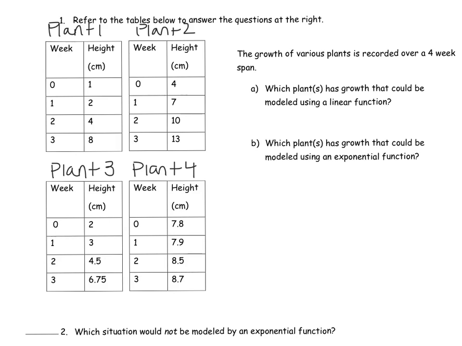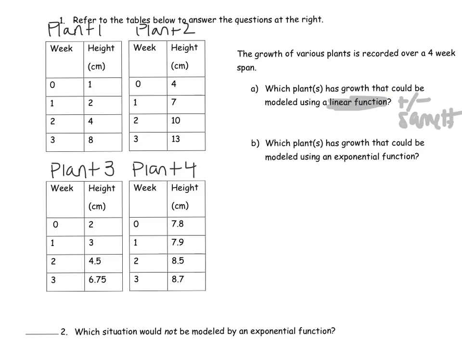Refer to the tables below to answer the questions at the right. The growth of various plants is recorded over a 4-week span. Which plant has growth that could be modeled using a linear function? Now linear, that means we're going to have a common difference. So we're going to be adding or subtracting the same number.